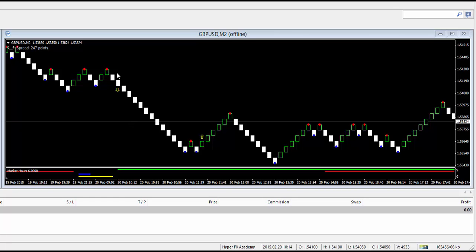Now, we're basically using a 5-pip Renko chart. What that means is every one of these blocks represents 5 pips of movement. And we'll be using two types of trend lines, both angled and horizontal, depending on the position of the second dot in relation to the first dot. So I've labeled the two first entries here for you.